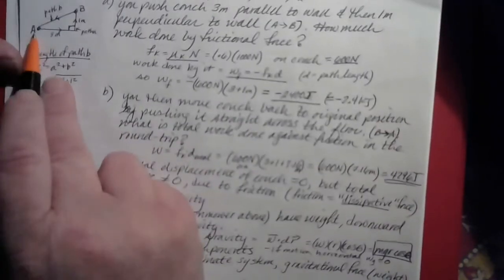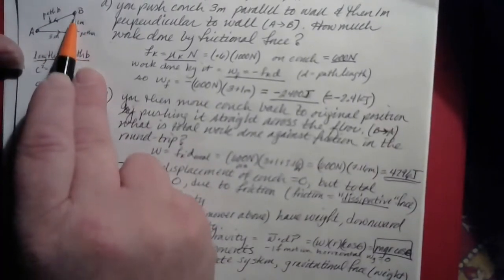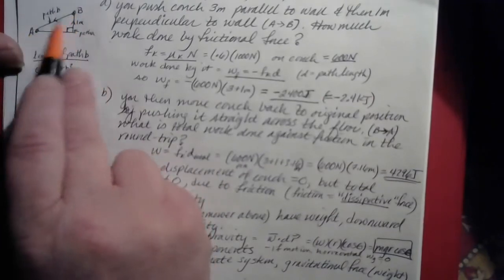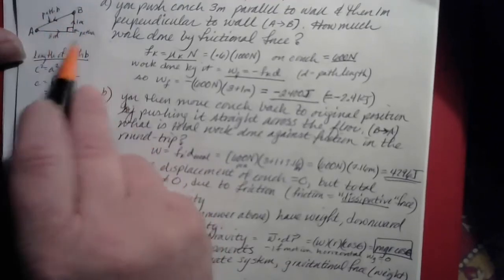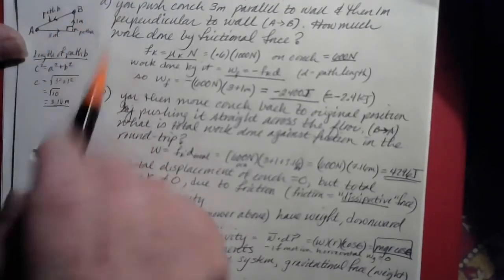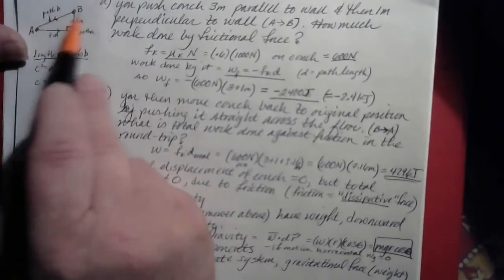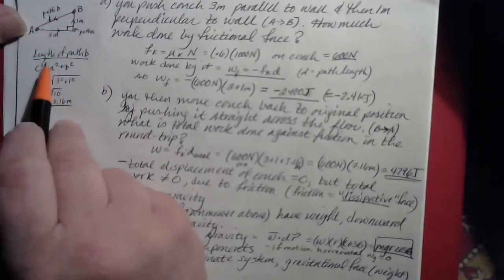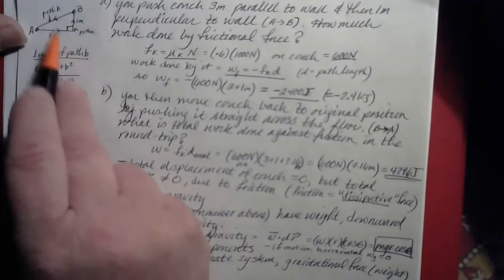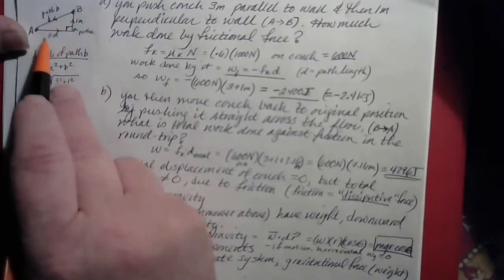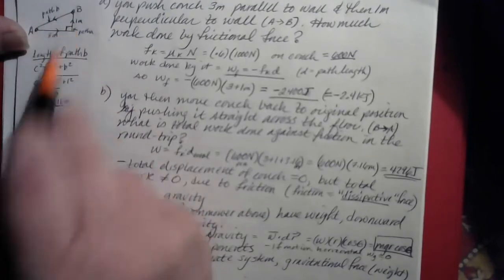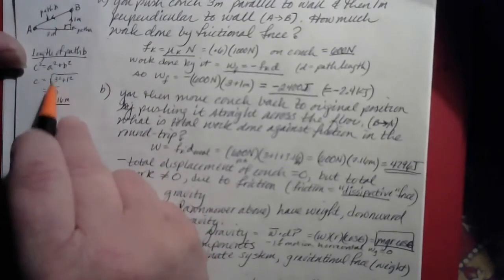The couch, we know, traveled 3 meters one way and then 1 meter perpendicular to that, but we now need to know how far it is going directly from B to A. Since this is a right triangle, we can use the Pythagorean theorem to come up with the length directly from B to A, and that is just c squared equals a squared plus b squared. That is, the hypotenuse squared is equal to side squared plus side squared. Or in other words, the hypotenuse is the square root of the two sides squared.